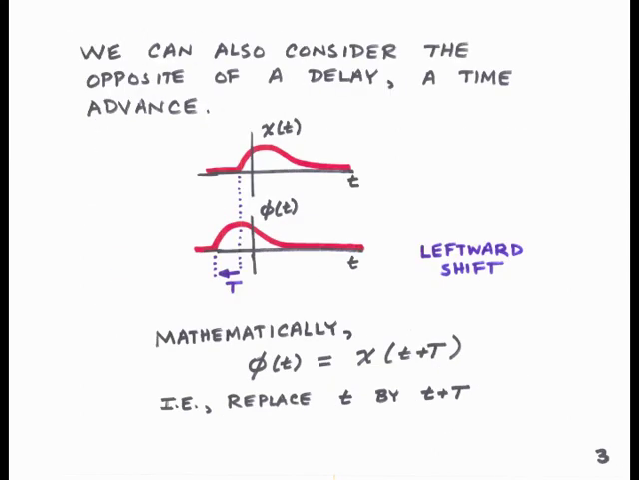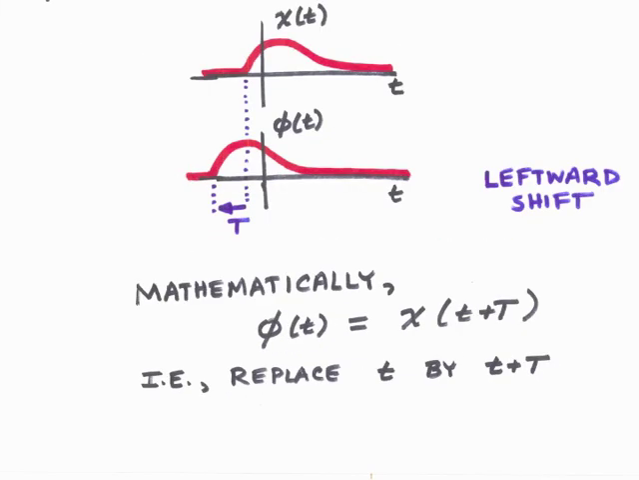We can also consider a leftward shift in operating on our signal. As we take x of t and we produce phi of t by shifting the entire curve leftward. Now this is not a time delay, this is what's referred to as a time advance. Mathematically, we write phi of t is x of t plus capital T. That is, we replace each small t by a small t plus capital T. That's how we perform the time advance.